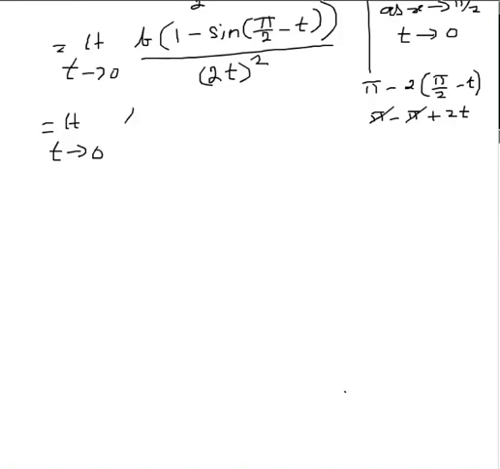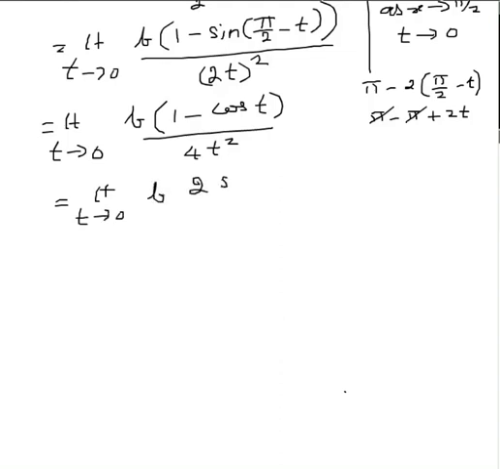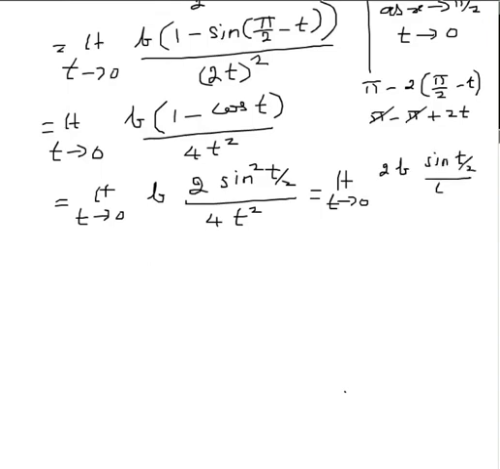Limit t tending to 0 of b into sin 90 minus theta. Sin 90 minus theta is cos theta. So 1 minus cos t divided by 4t square. 1 minus cos t is 2 sin square t by 2. You have to be thorough with all trigonometric formulae. And this can be written as 2b into sin t by 2 by t by 2 the whole square. That is, we have written 2 square here.